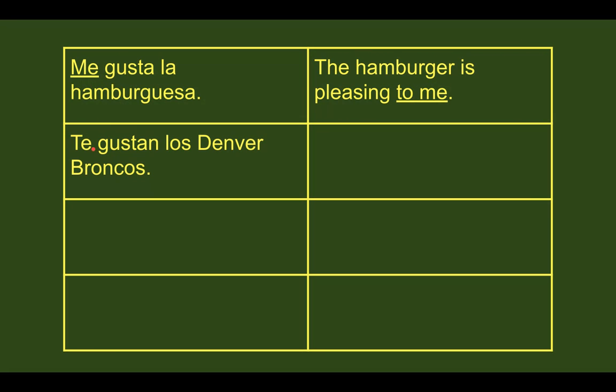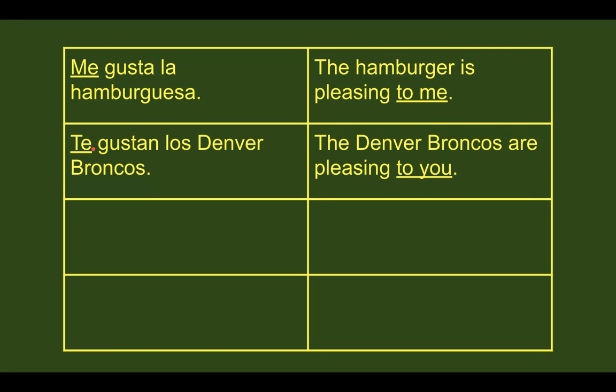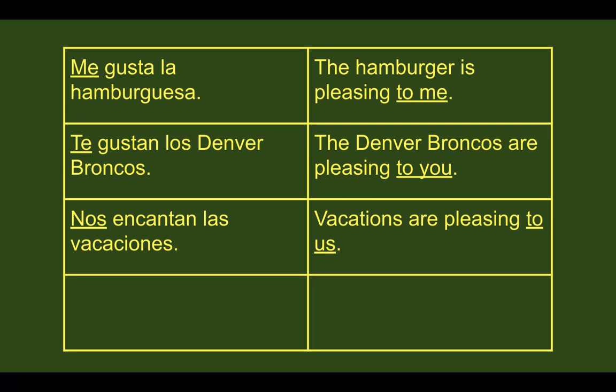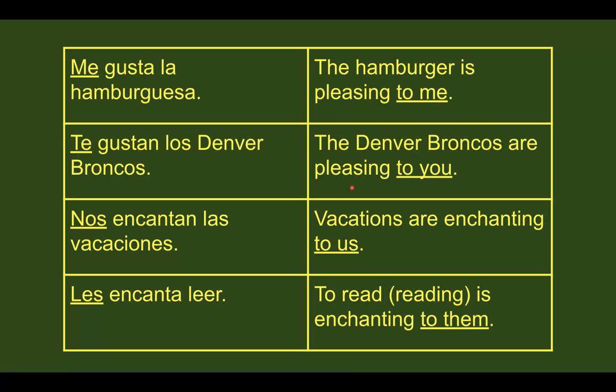Te gustan los Denver Broncos. The Denver Broncos are pleasing to you. See the underlined things? Those are directly related. Nos encantan las vacaciones. Vacations are pleasing to us. Les encanta leer. Reading, or to read, is enchanting to them, or it loves them.